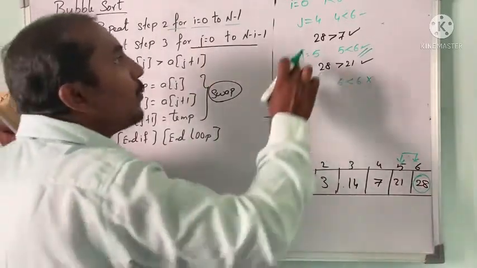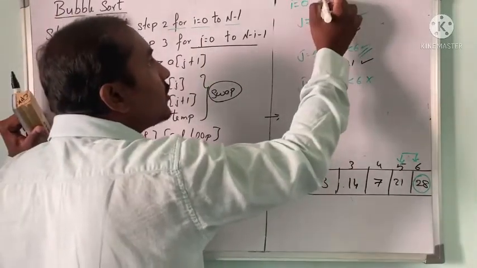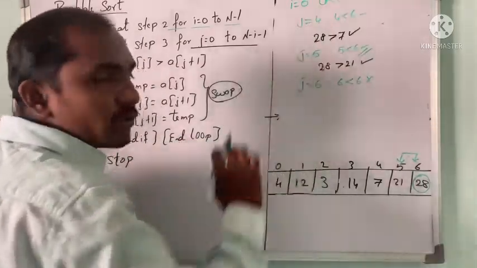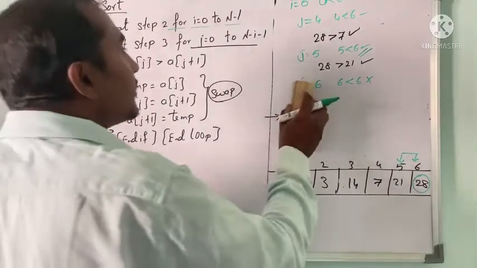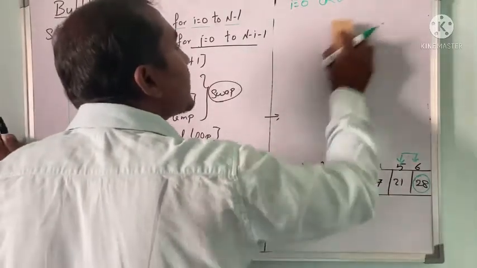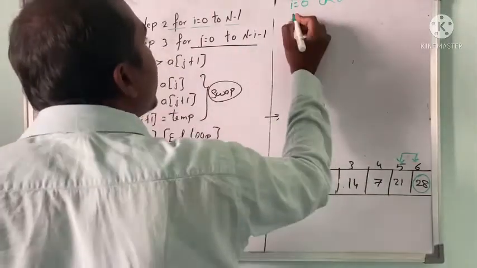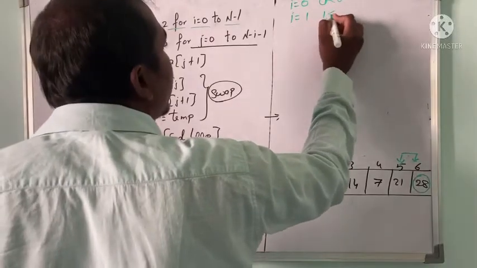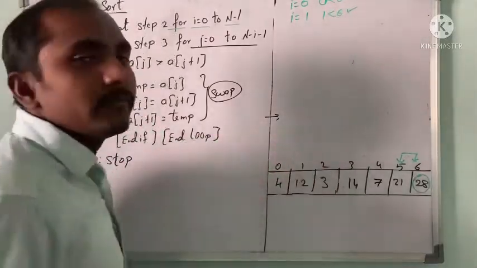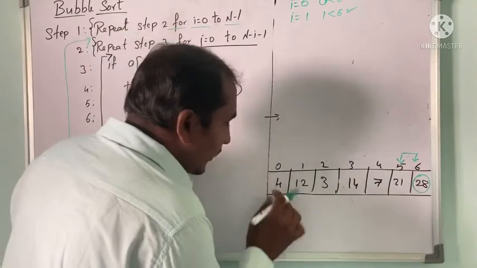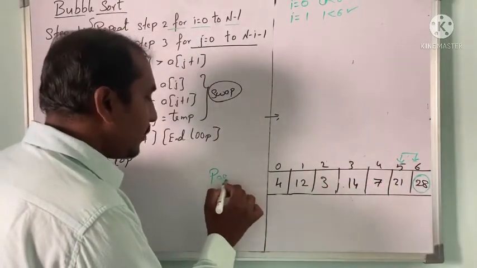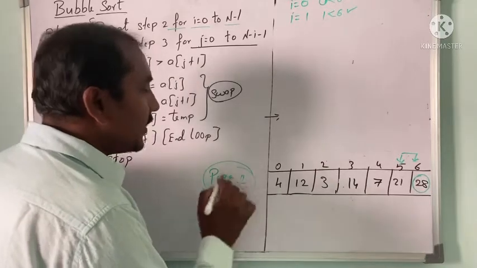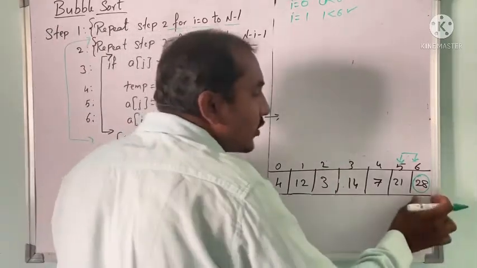In the outer for loop, initially i was 0, and 0 less than 6 was true. Now i will be incremented. This will start again where i will be incremented to 1, and 1 less than 6 is true again. So once the largest element has moved to the last position, this will complete pass 1. Pass 1 is completed when the largest element is moved to the last position.